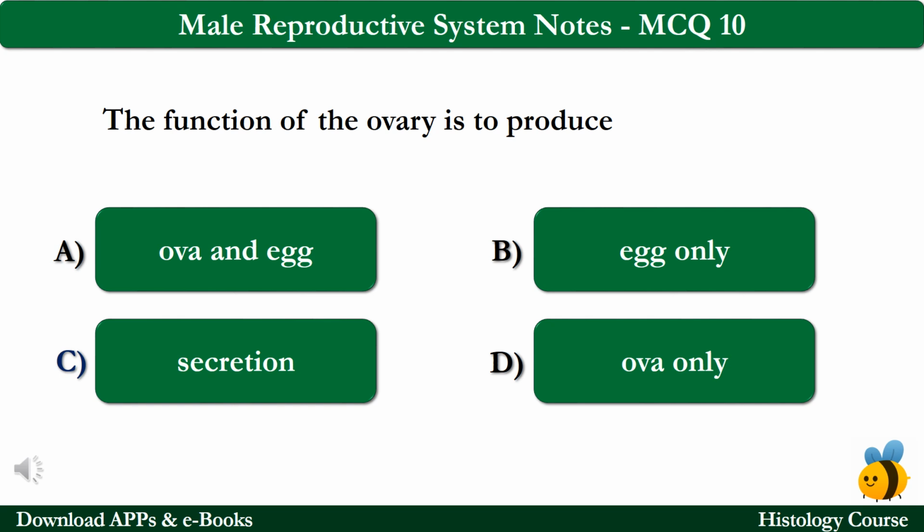MCQ number 10. The function of the ovary is to produce option A ova and egg, option B egg only, option C secretion, and option D ova only. The correct answer is option A, which is ova and egg.